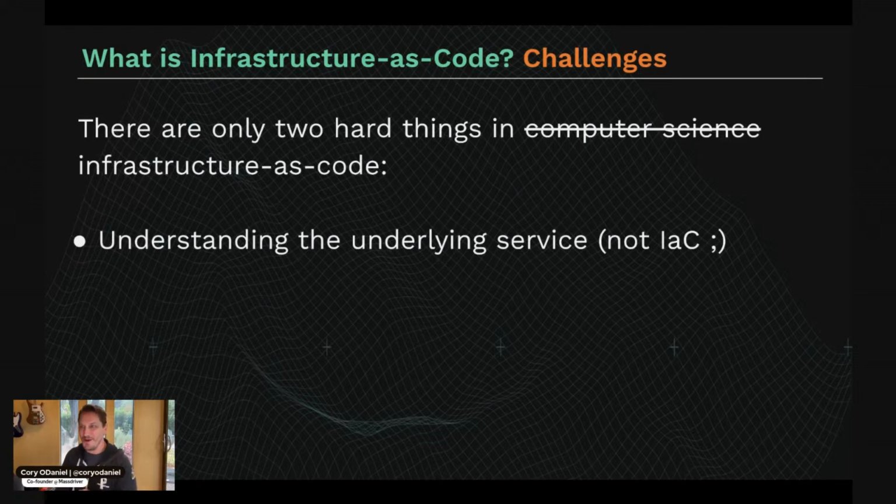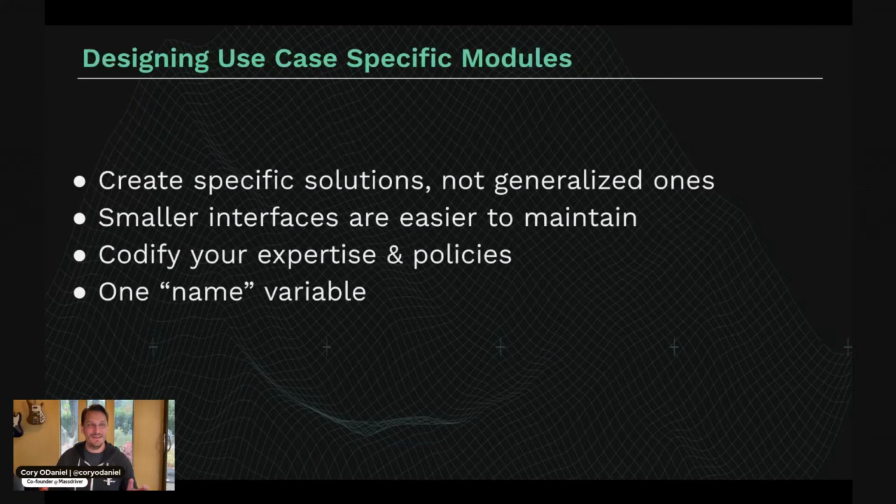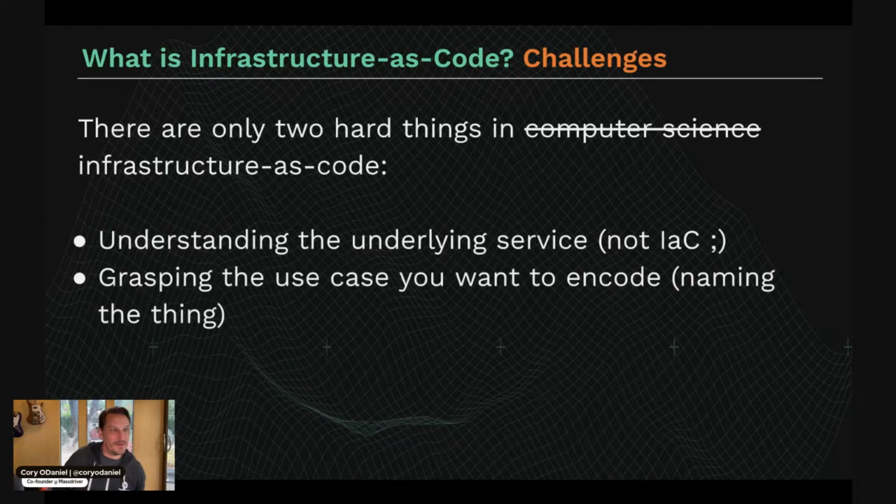Does anybody know what the other hard part is? I'll give you a hint. It's the same hard part as everything else in computer science. Okay, the other one is, whoops, I skipped too far ahead. The other one is naming things. Just like everything else in computer science, it is hard to name the thing.